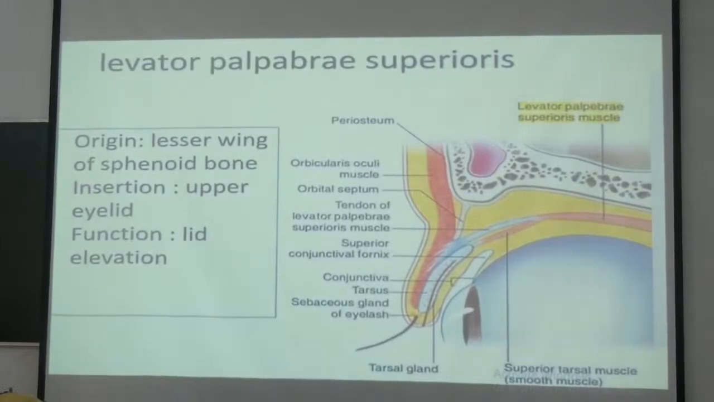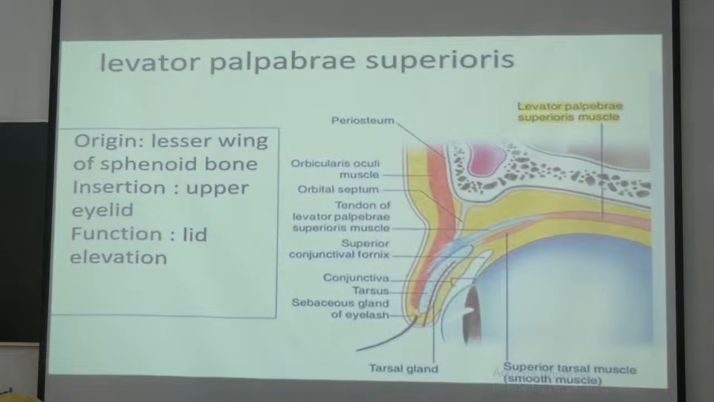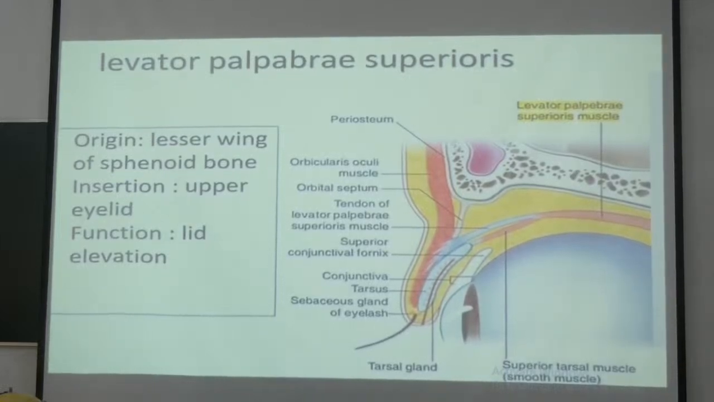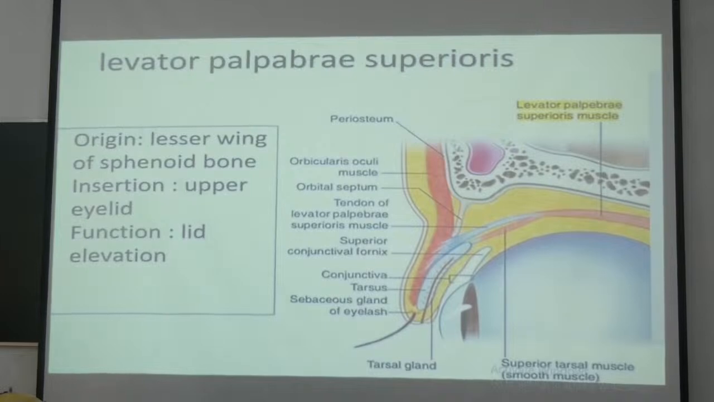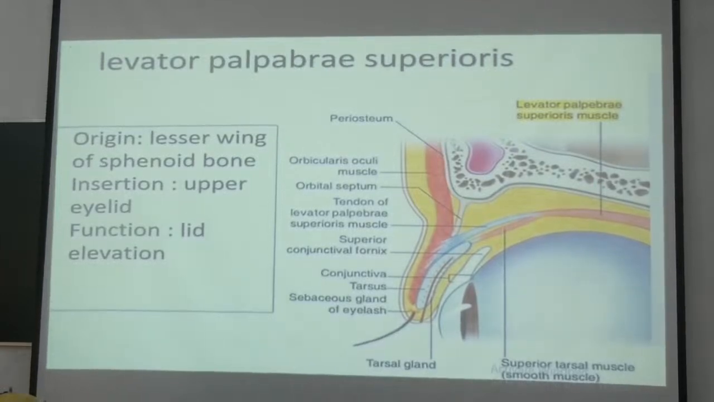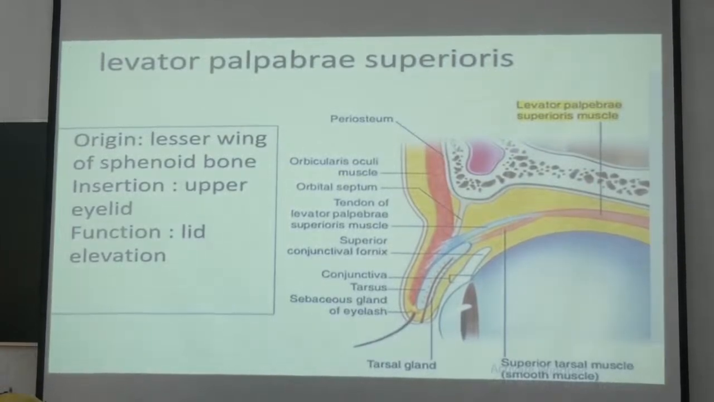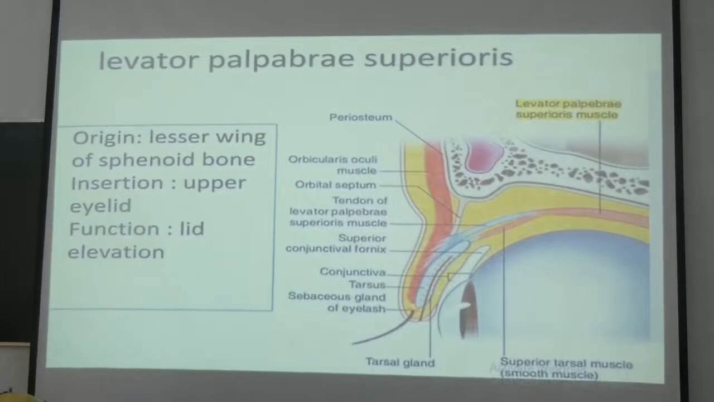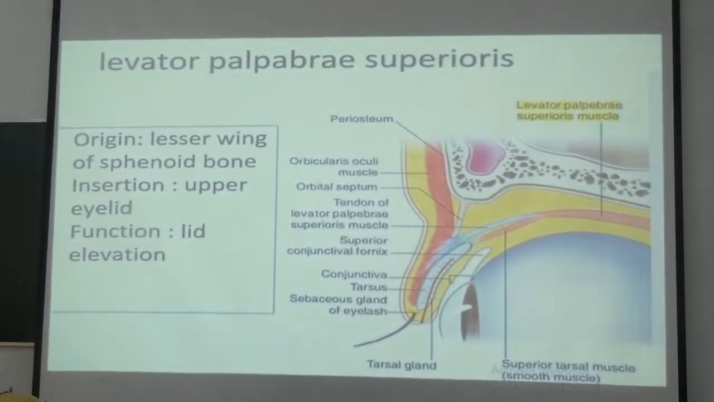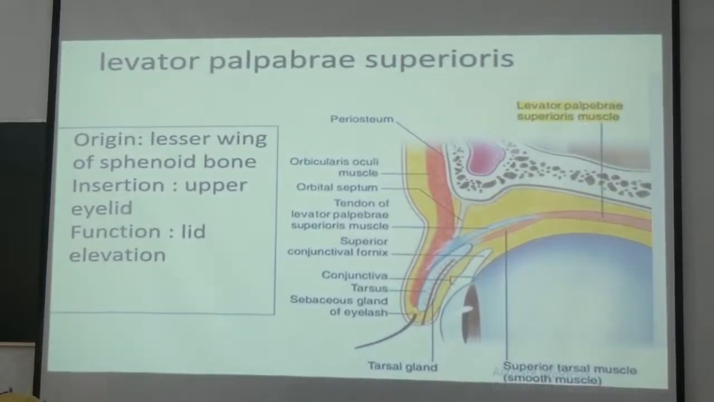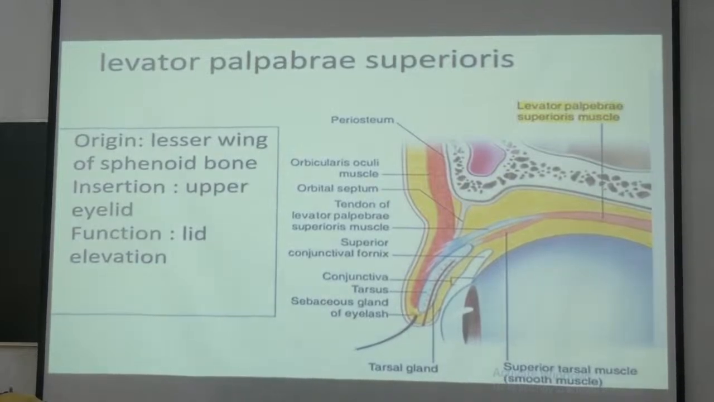Now write it down, very important: LPS, that is levator palpebrae superioris. Origin is from the lesser wing of the sphenoid. Which one would be superior? The lesser wing would be superior. And what do the two form together? The greater wing and lesser wing together form the superior orbital fissure. Insertion is in the upper eyelid, and the function is lid elevation. The main function is lid elevation.